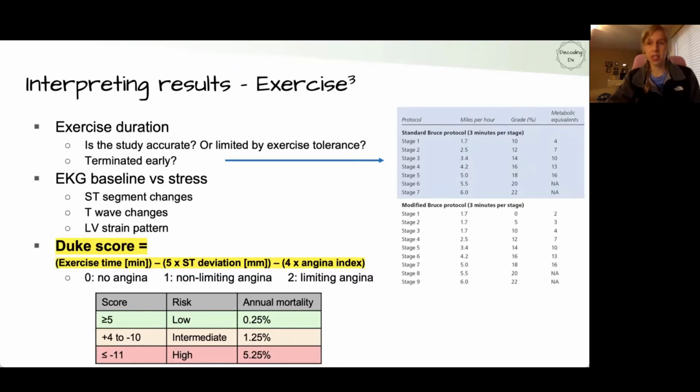This can be kind of confusing, and I think it's better just to be able to look up the numbers because otherwise you might get it mixed up. But the Duke score is calculated by the exercise time in minutes minus 5 times the ST deviation minus 4 times the angina index. And the angina index is 0, 1, or 2. 0 being no angina during stress, 1 being non-limiting angina, and 2 being limiting angina, meaning that they had to stop. That calculates a Duke score, which then risk stratifies the patient. And there are a variety of studies that link a particular Duke risk with annual mortality from CAD. Higher is better on the Duke score. So a positive score is better than a negative score. The more negative you get, the higher risk the patient is.